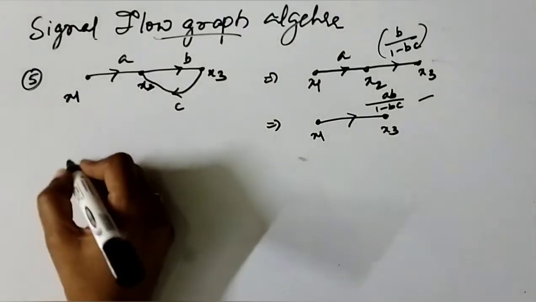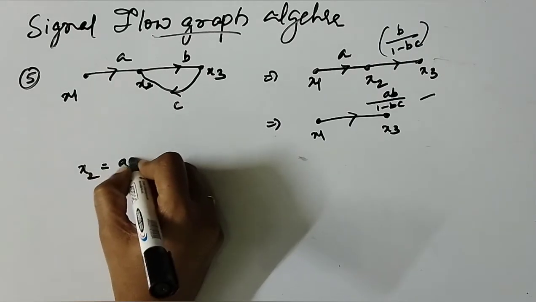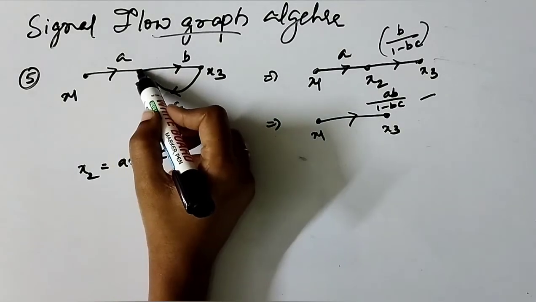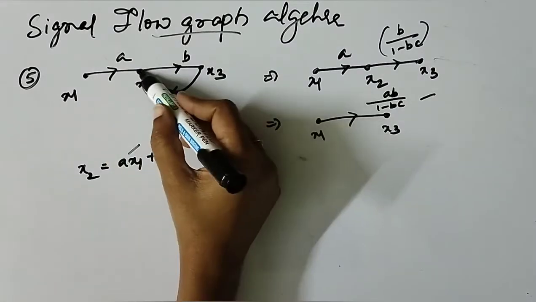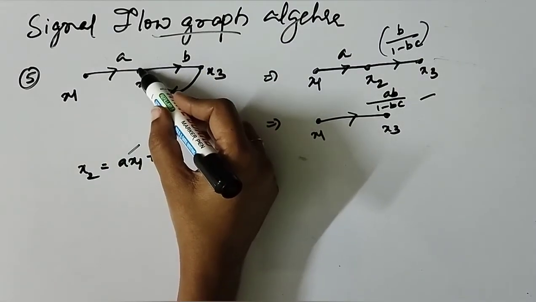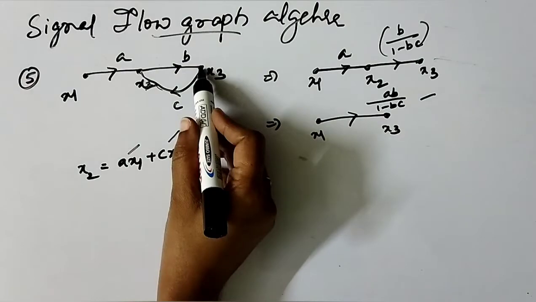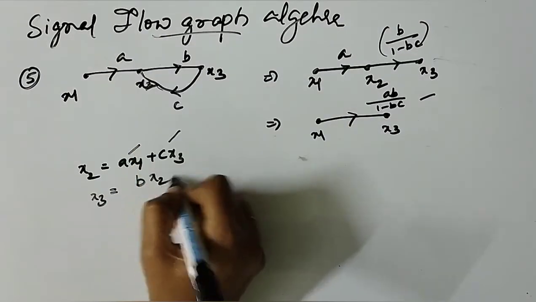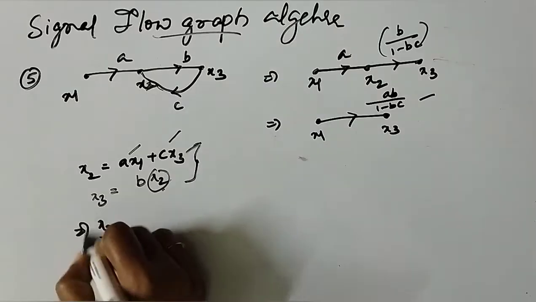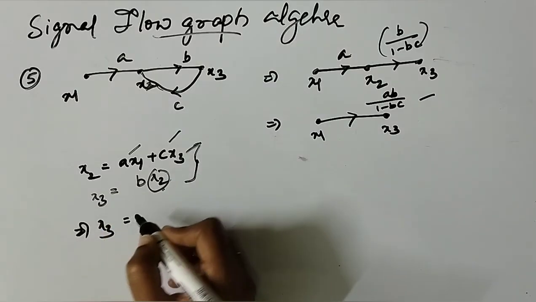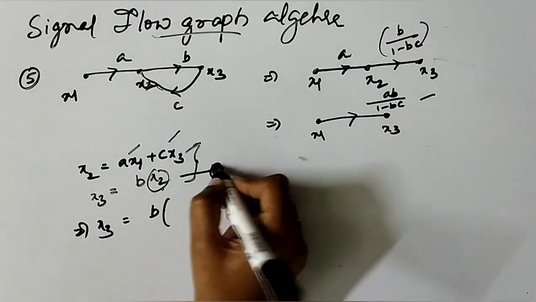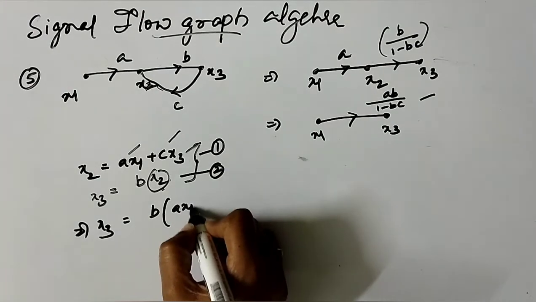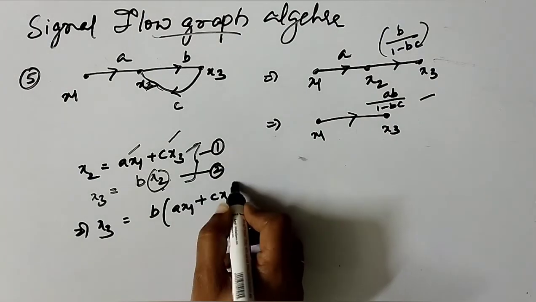We'll see the proof here. x2 equals A x1 plus C x3. The signal coming to this point is nothing but A into x1. Again there is one more signal coming to x2, that is C into x3. x3 is nothing but B into x2. Replacing x2 will give us x3 equal to B into, say this is equation 2 and this is equation 1, we are replacing 1 in 2, A x1 plus C x3.